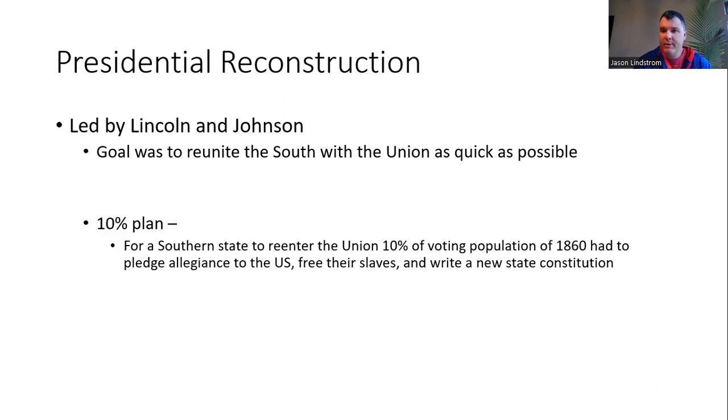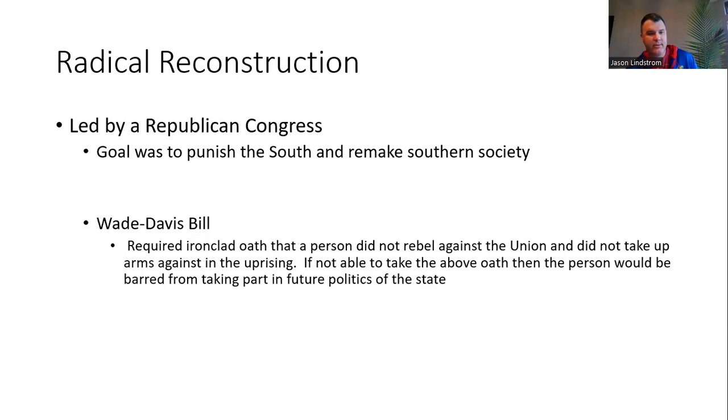So they proposed something called the 10% plan. Lincoln was behind this. For all the southern states to re-enter the Union, 10% of the voting population of 1860. So that means 10% of people that were eligible to vote in the election before the South seceded from the Union had to pledge allegiance to the United States, and they just had to write a new state constitution, and everything's copacetic. Pretty easy peasy, lemon squeezy.